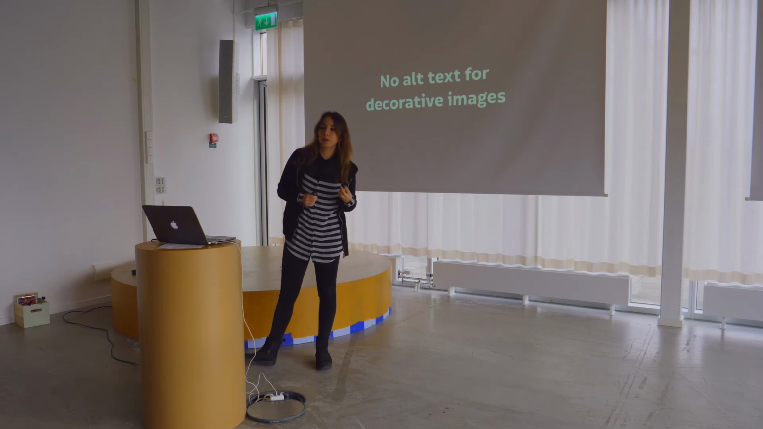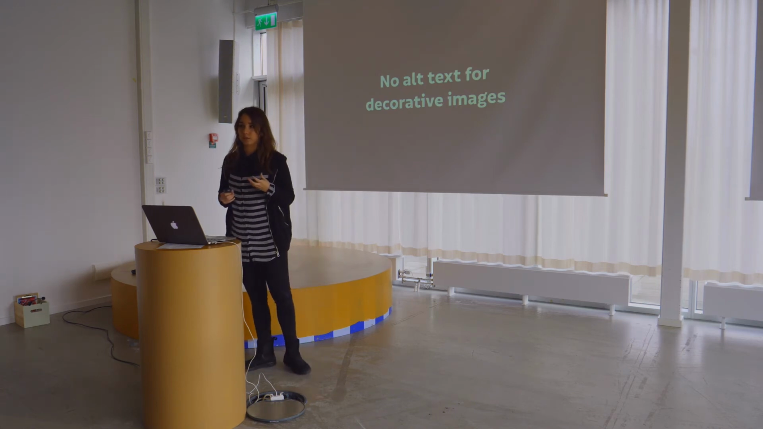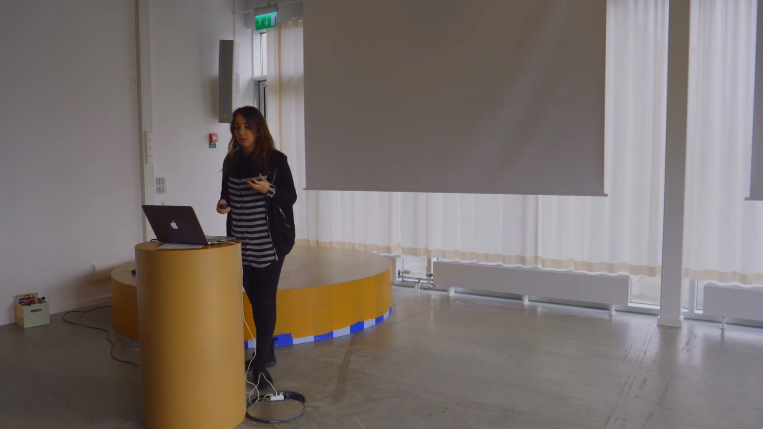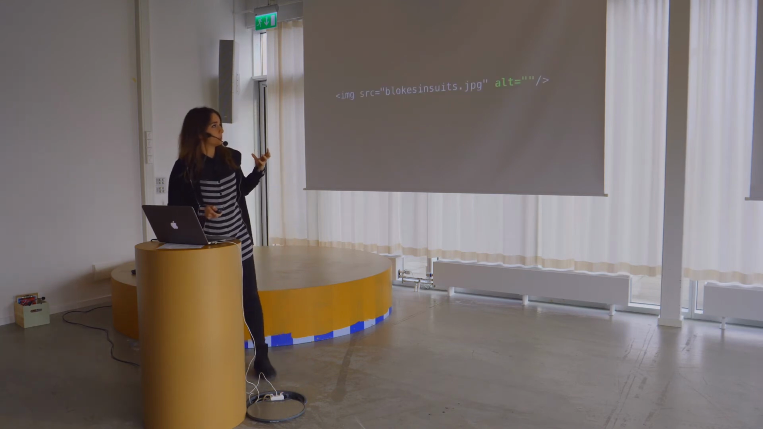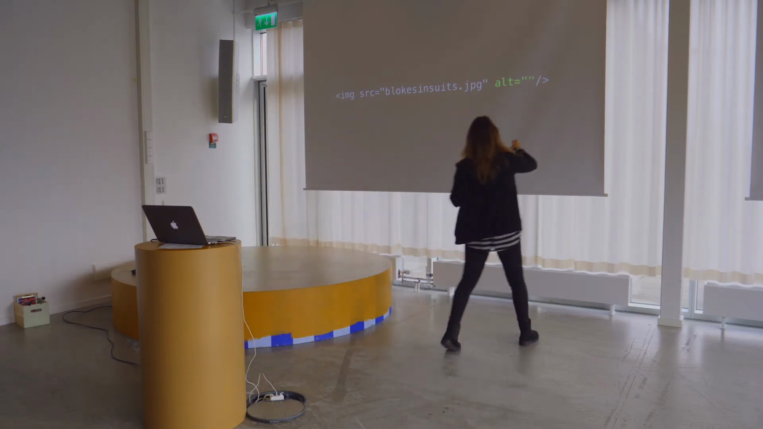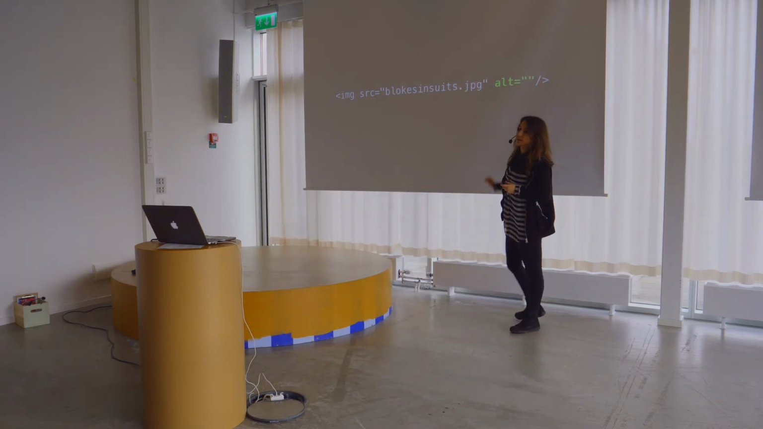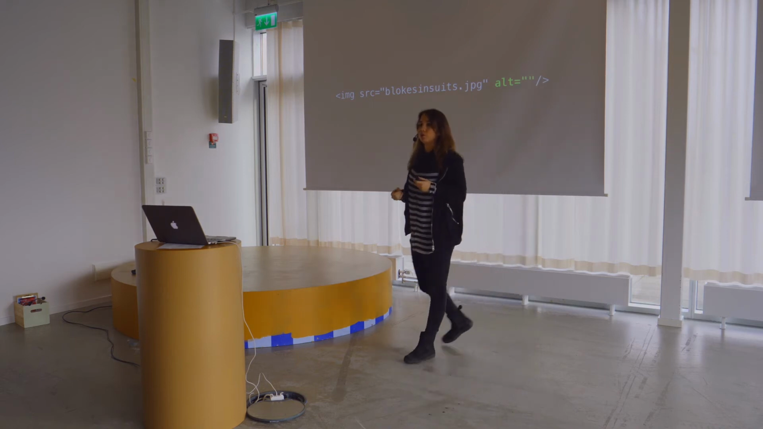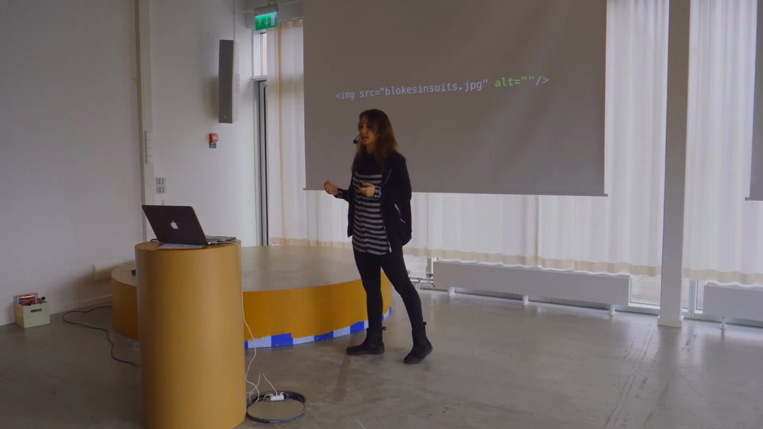We don't need to provide alternative text for decorative images. So if we leave the alternative text attribute empty, like that, so you include the quotes, but you don't put anything inside it, then assistive technology knows that's a decorative image, and will just skip past that.